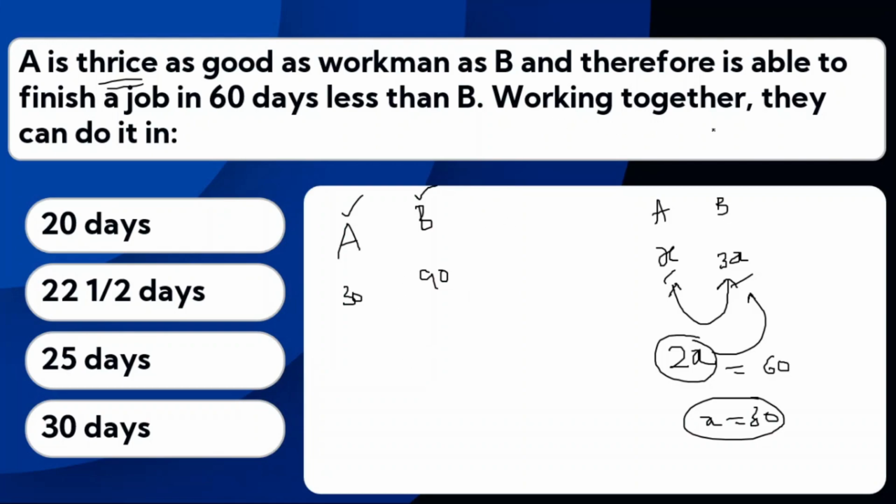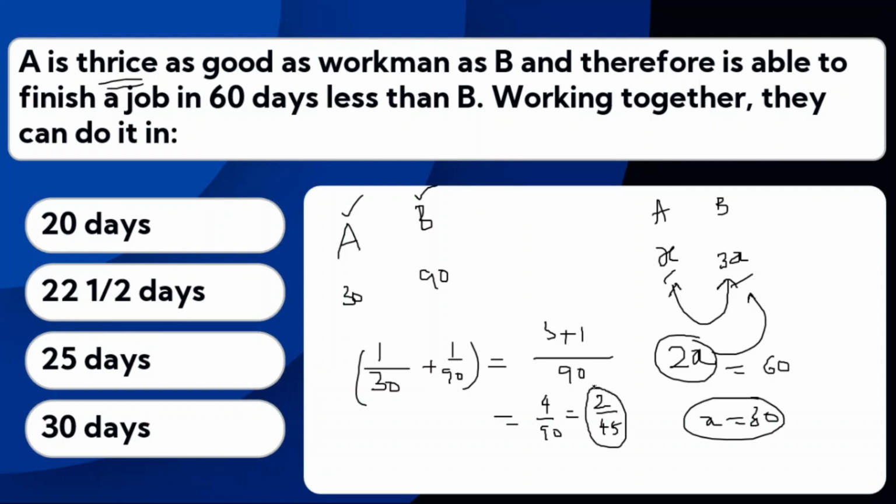And he is asking, working together, in how many days can they do the work? Simply per day they can work 1 by 30 plus 1 by 90. If you add these two numbers you will get the LCM as 90, and the numerators will be 3 and 1, since 30 goes into 90 three times. So the answer is 4 by 90, which is equal to 2 by 45.